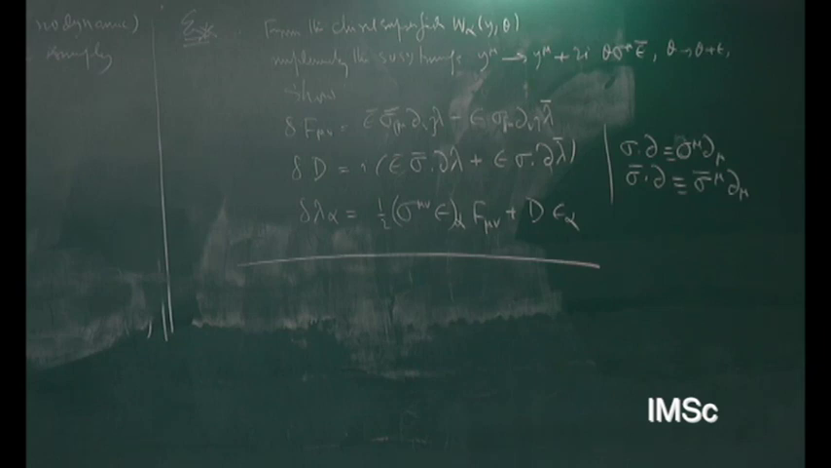Now next, this was pure Maxwell's theory, with no matter, no electrons in it, only gauge fields and their supersymmetric partner. How do I couple matter to it?